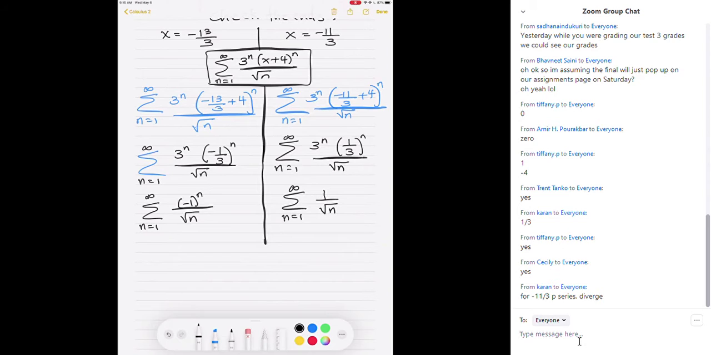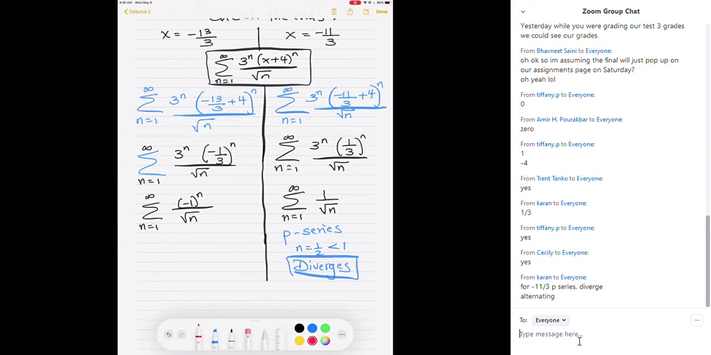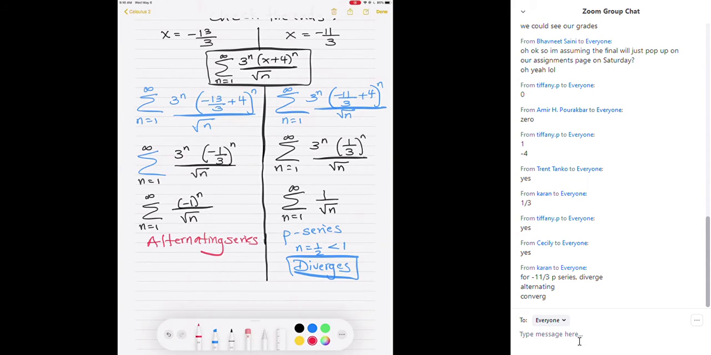Very good. So this is a p-series, I agree. So what do we have? p equals a half, which is less than 1, so it diverges. What about the other side? Very good. So this is an alternating series. And the verdict here is, very good, it converges.